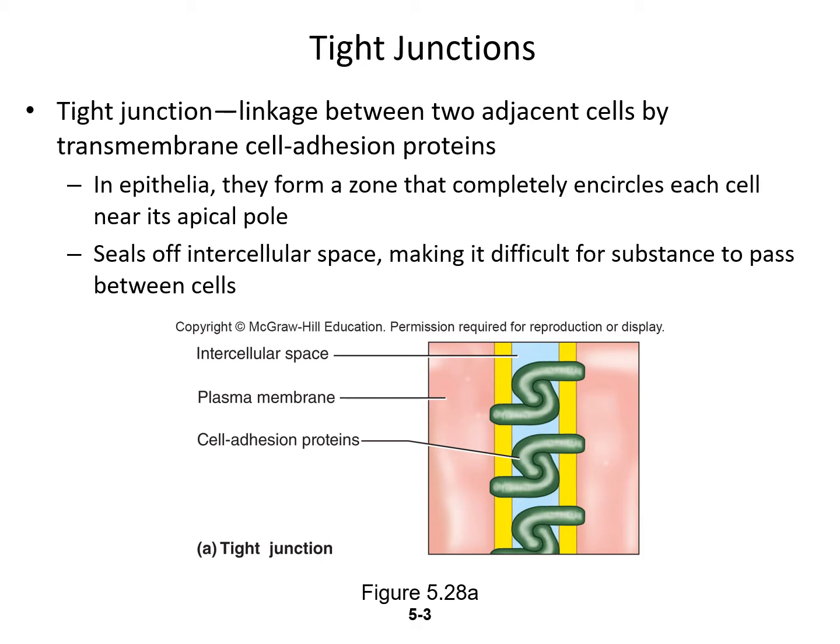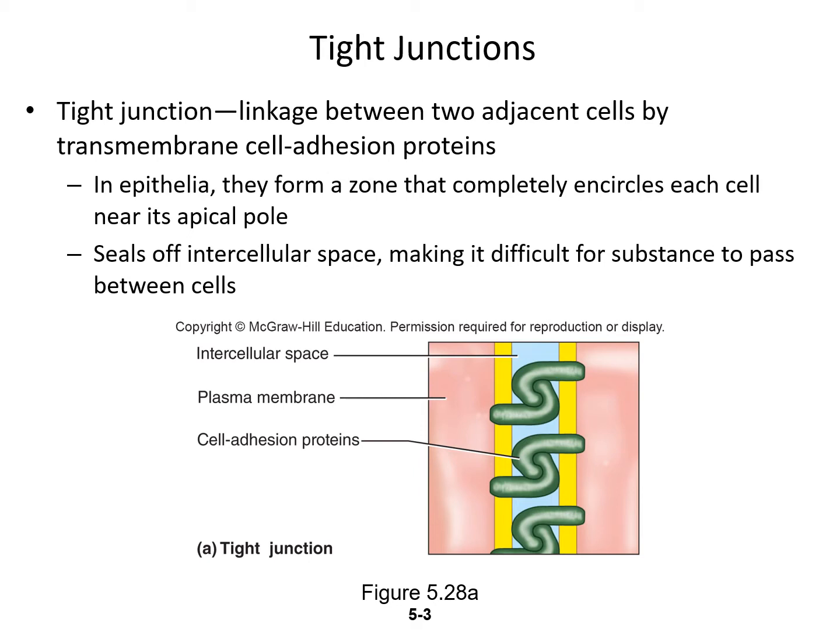Okay, so tight junctions. This is a linkage between two adjacent cells by transmembrane cell adhesion proteins. And these are particularly important in the stomach and small intestines, for example. They help to seal off intercellular space, so the space between adjacent cells, and that makes it difficult or impossible for substances to pass between those cells.